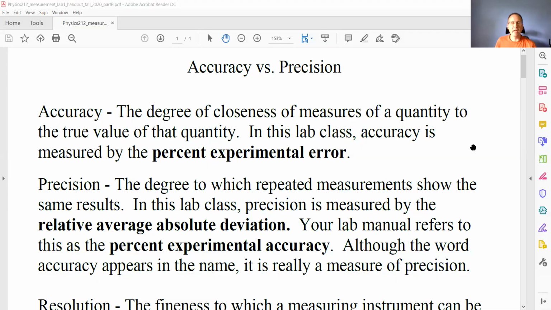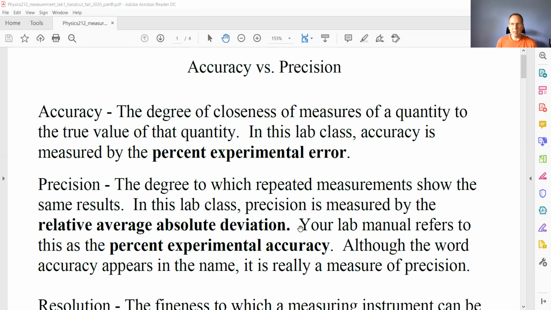Okay, so I want to start off by explaining the difference between accuracy and precision. So if you look at the definition here for accuracy, it's the degree of closeness of measures of a quantity to the true value of that quantity. So you're comparing the average of your experimental values to like the gold standard or the accepted, or sometimes you say predicted value, okay? So in this class, the accuracy is going to be measured by something called the percent experimental error. And I will show you guys how to compute the percent experimental error in a little bit. All right, so that's accuracy.